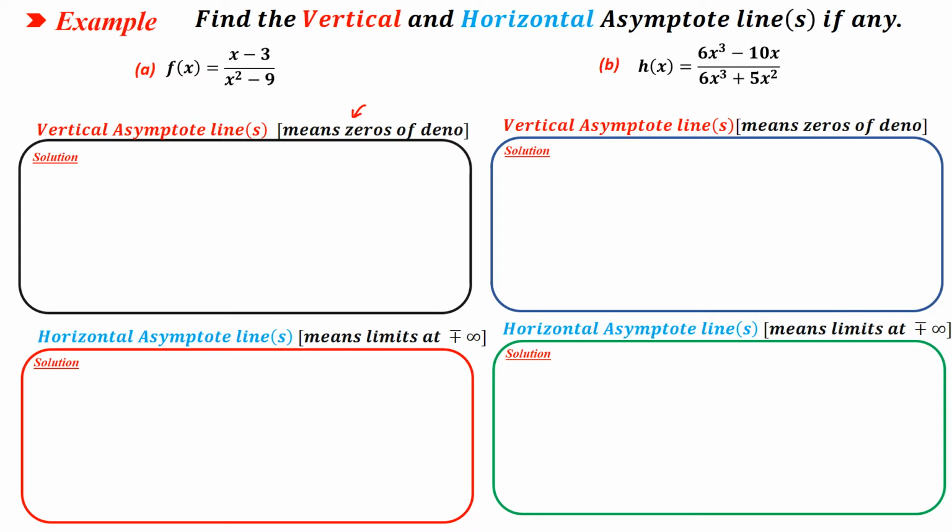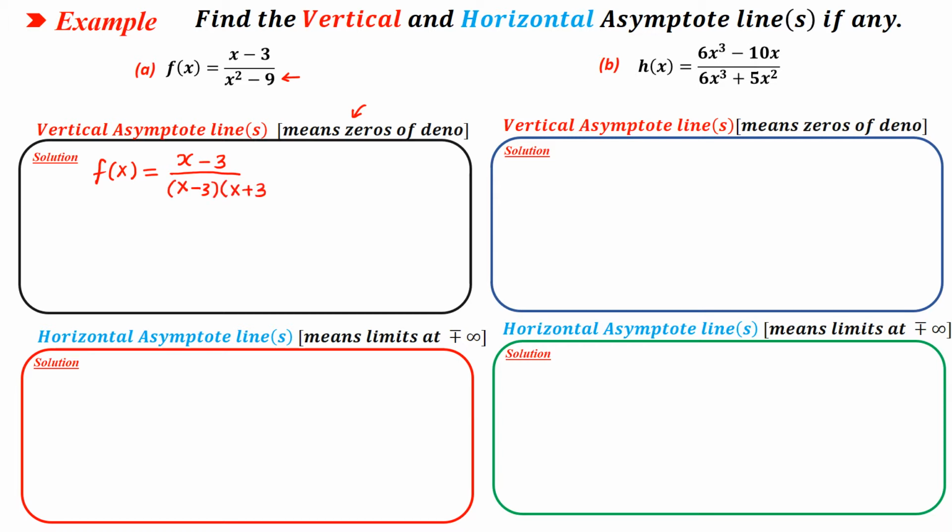after simplifying. So you have to simplify the function, then you have to take the zeros of the denominator. Our function f of x, we can write it as x minus 3 divided by, now x squared minus 9 means x squared minus 3 squared, which is a difference between two squares. So we can write it as x minus 3 multiplied by x plus 3.